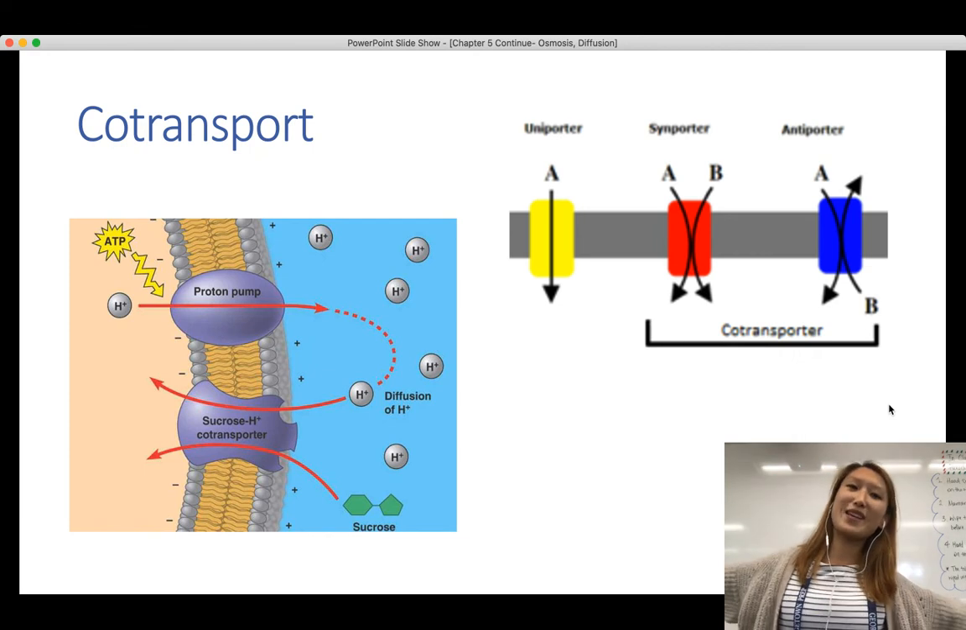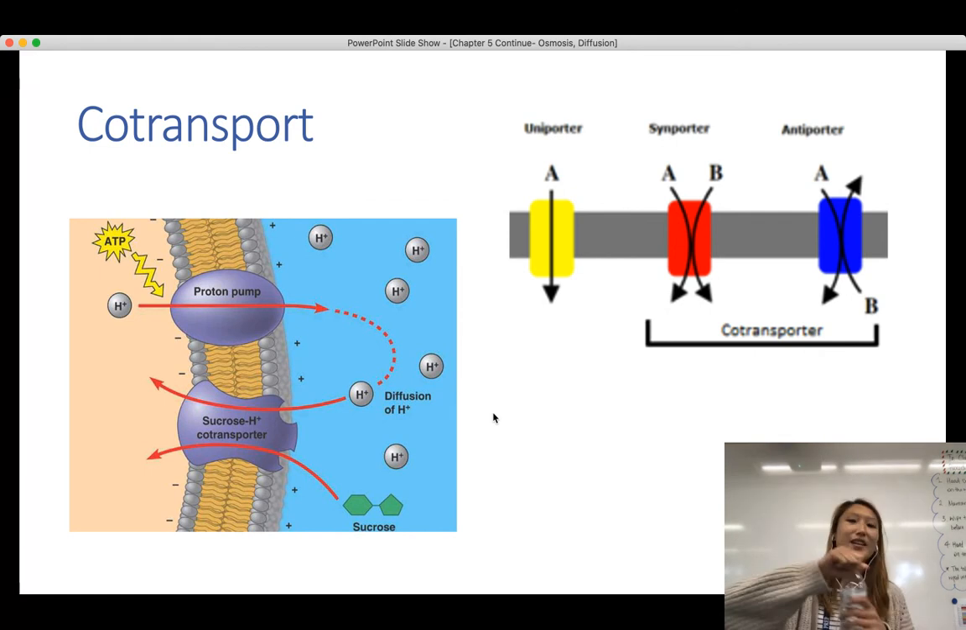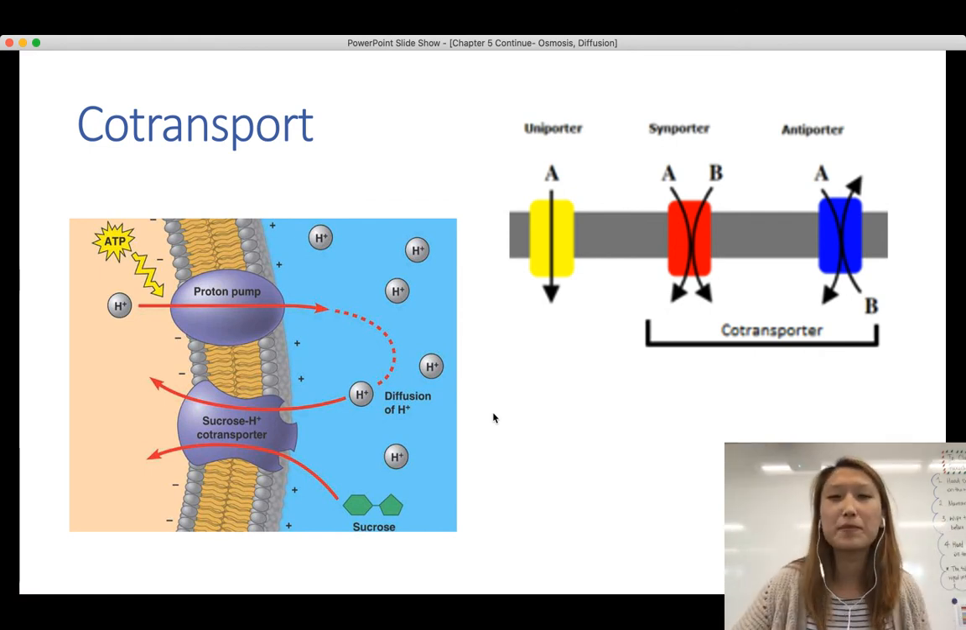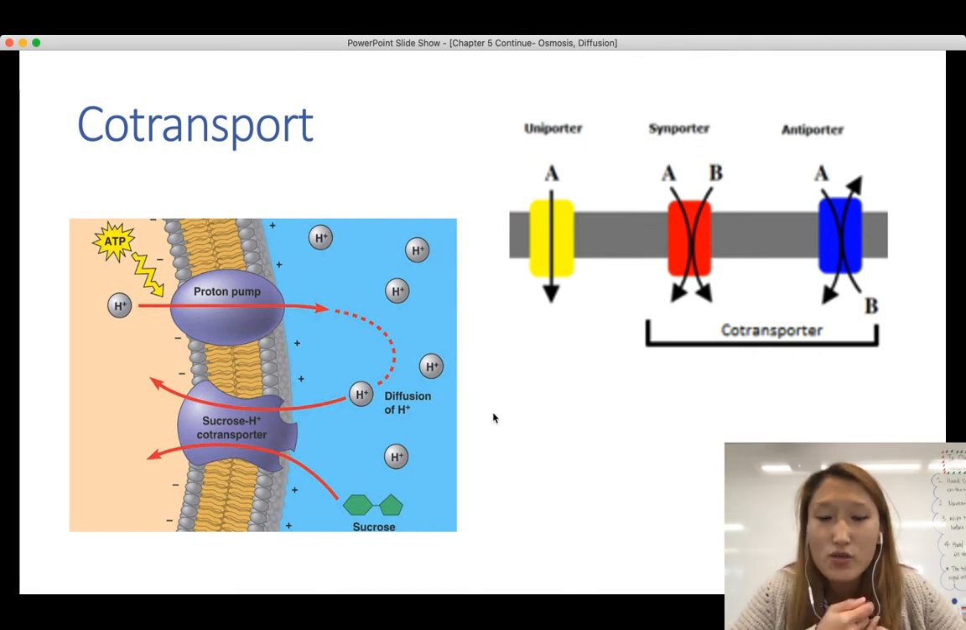Lastly, second to last, we'll have something called cotransport. Cotransport is when two molecules are being transported together. Okay, so this is how this works.